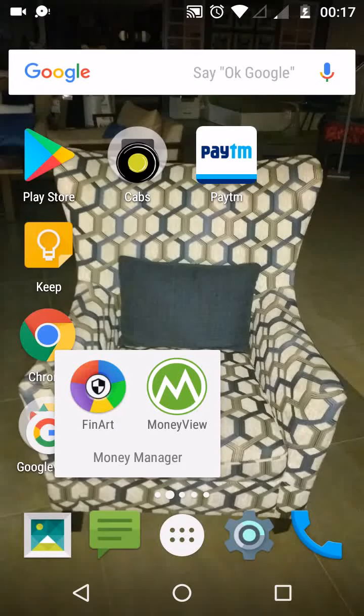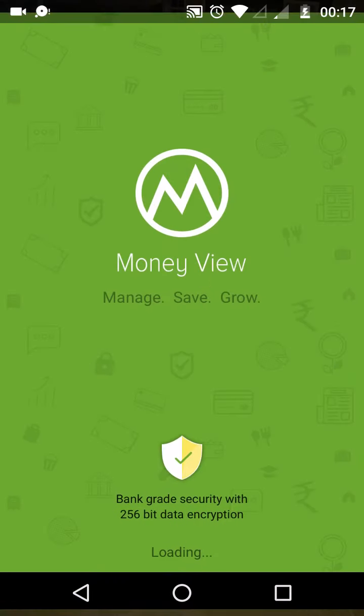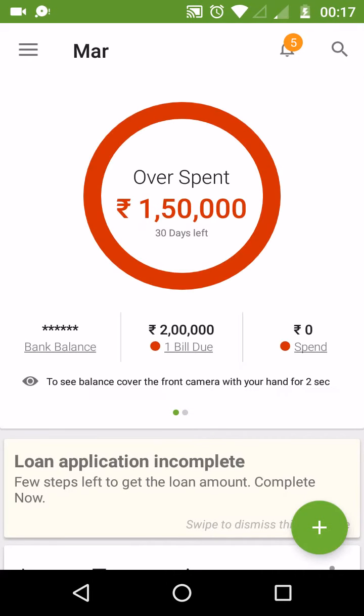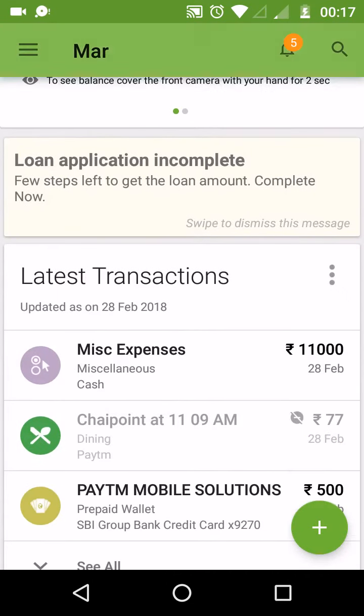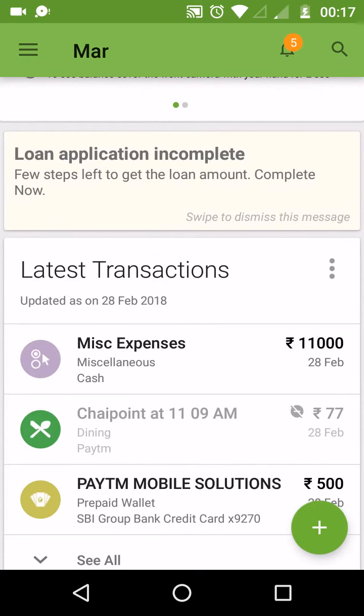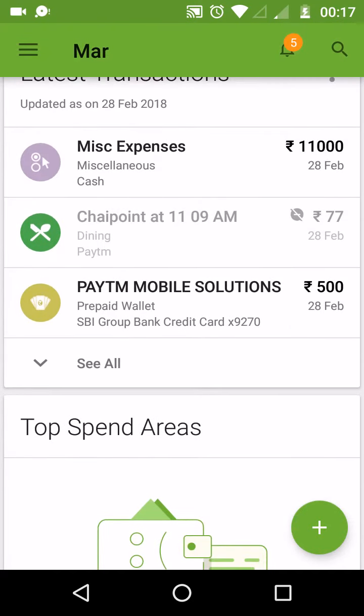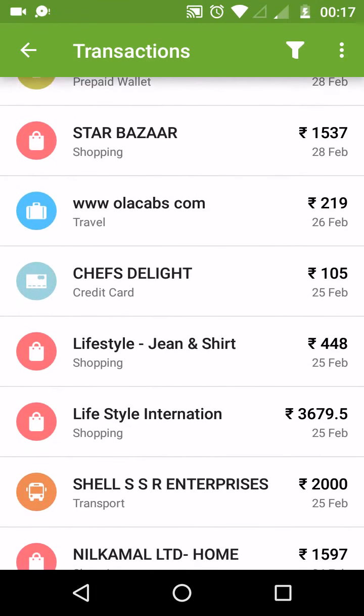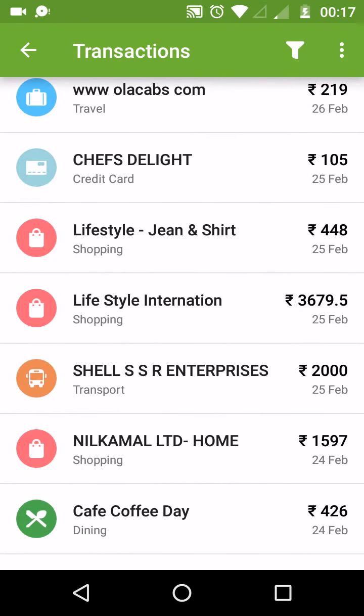Hi friends, so today we'll talk about some of the leading money manager apps, mainly MoneyView and FinArt. Let's open MoneyView. MoneyView is based on parsing the SMS which are sent to your phone by the banks and financial institutions after each transaction. So it parses the SMS and shows the transaction list like this.